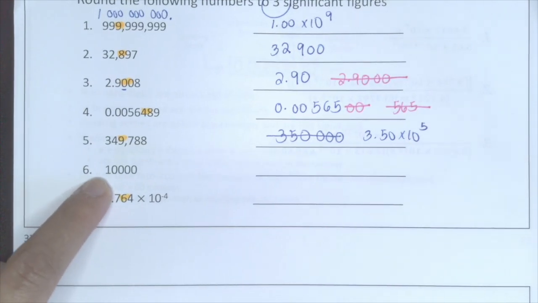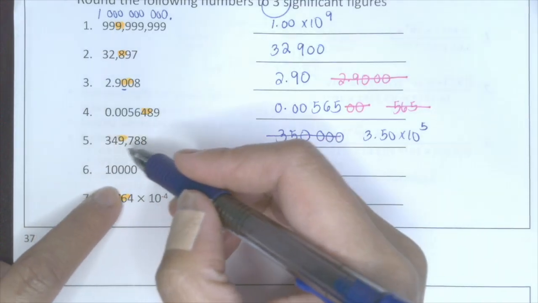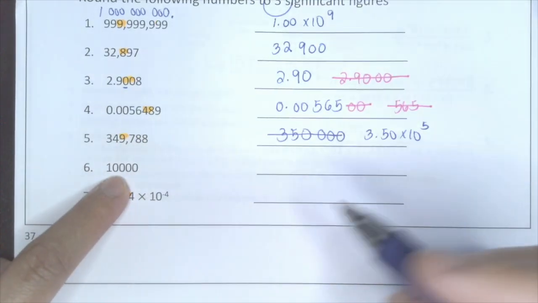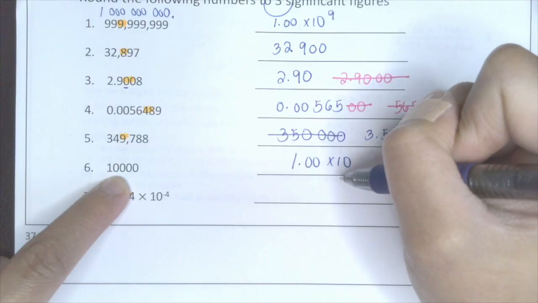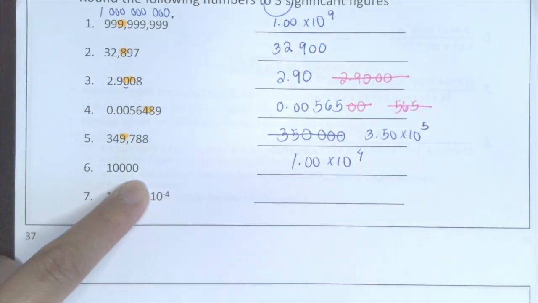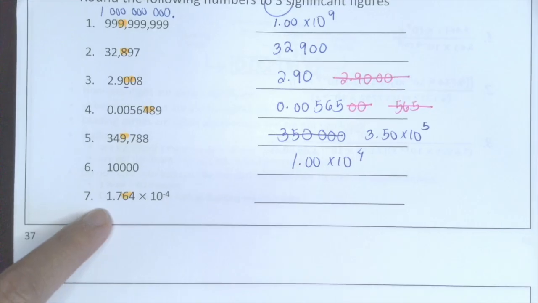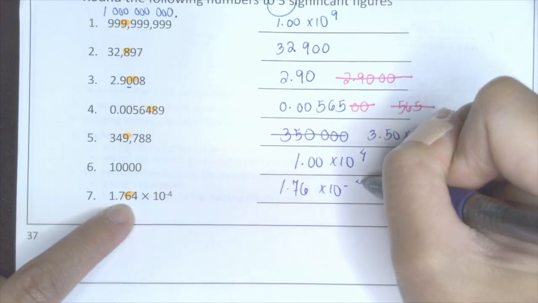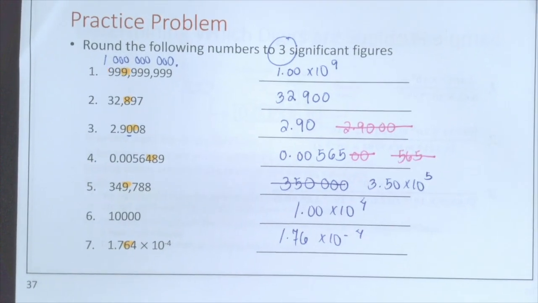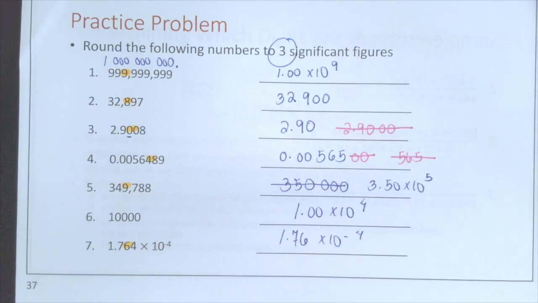Now we have 10,000, and to have it to 3 sig figs, we can't just leave it like this. So it's going to be 1.00 times 10 to the 4th. And we have this value, so it's going to be 1.76 times 10 to the minus 4th. And so that's how you round numbers according to the sig figs given to you. Again, the point is that if it doesn't work as a standard notation, go ahead and turn it into scientific notation so that you have the correct number of significant figures.